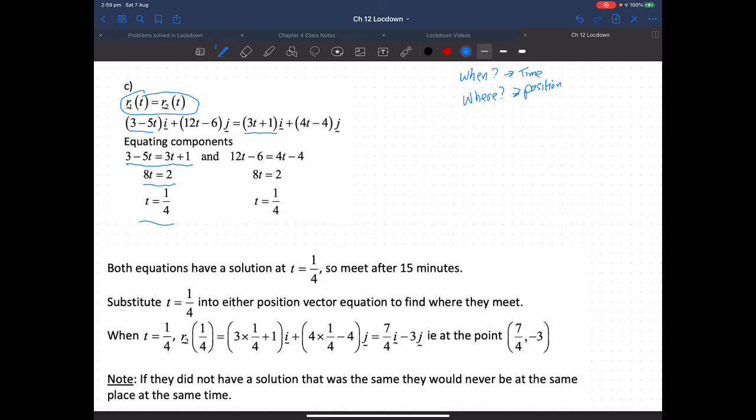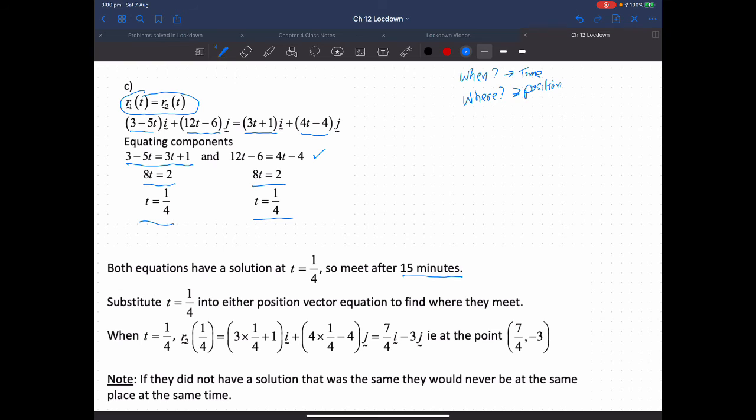Now, for them to be at the same position at the same time, I must get the same value for t for my j component. 12t minus 6 must equal 4t minus 4. That gives me 8t equals 2, t equals a quarter. So their x values and their y values were the same, both when t equals a quarter, so they met there. Now the units for time that we were given was hours, so 1/4 of an hour is 15 minutes.